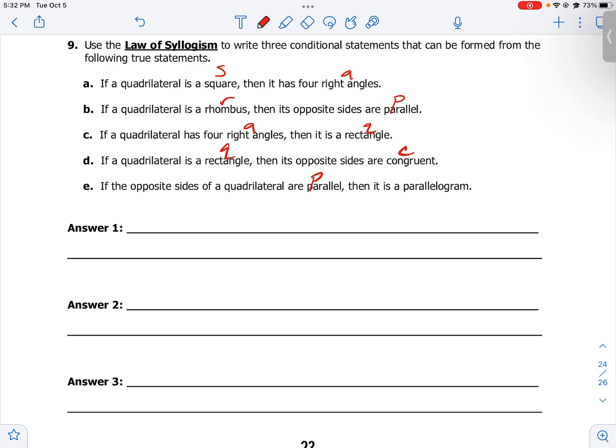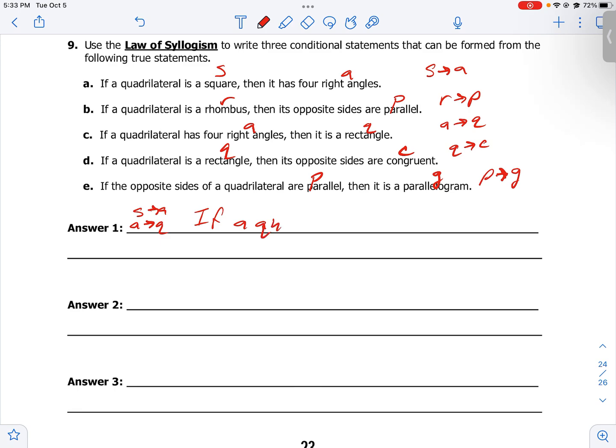If the opposite sides of a quadrilateral are parallel, P, then it is a parallelogram, G for gram. All right, so in this one we've got S, then A. We've got R, then P. We've got A, then Q. We've got Q, then C. And we've got P, then G. So we need a front and a back that are the same. The first one that I see is S to A and A to Q.